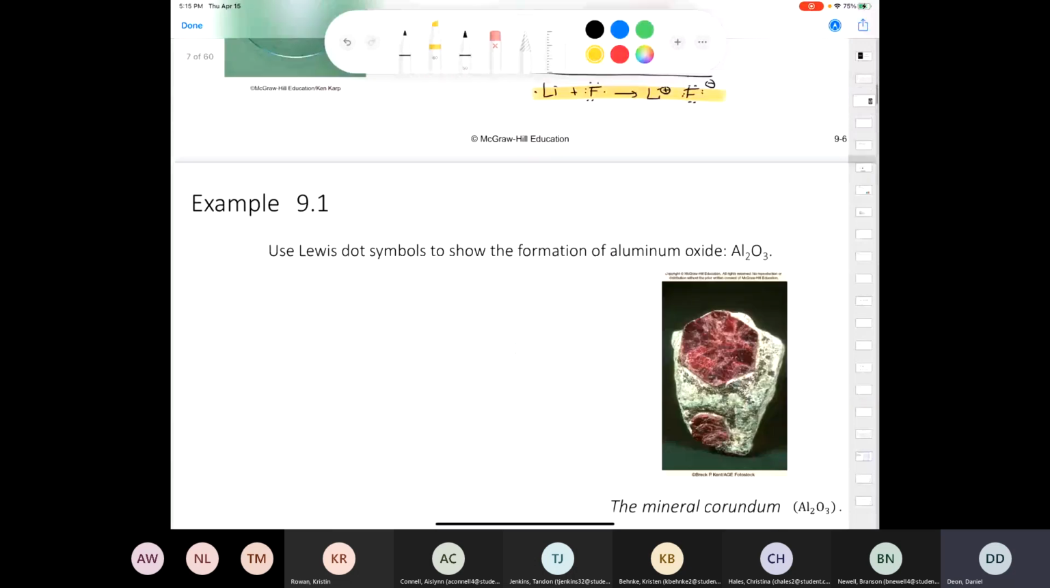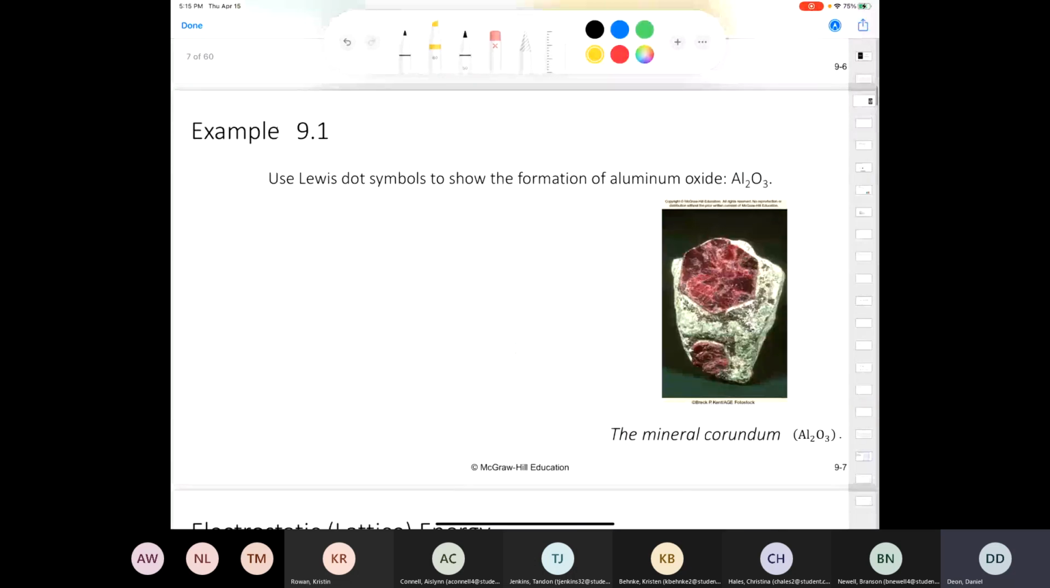Well, with that in mind, let's try a practice problem. This is example 9.1 from our book. It says use Lewis dot symbols to show the formation of aluminum oxide. So aluminum oxide is found in things like rubies and sapphires. Anyhow, they're varieties of corundum.